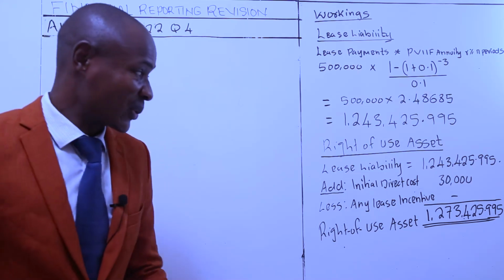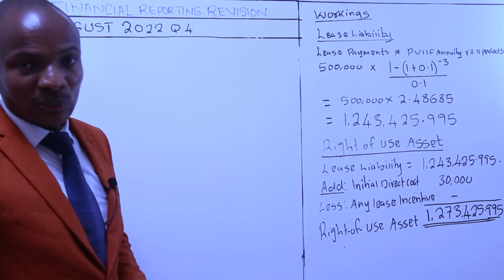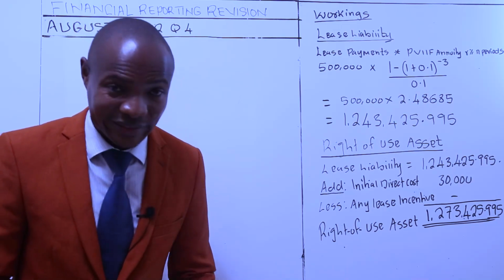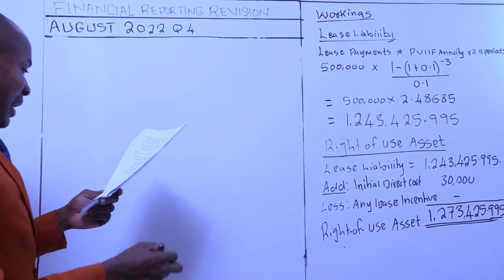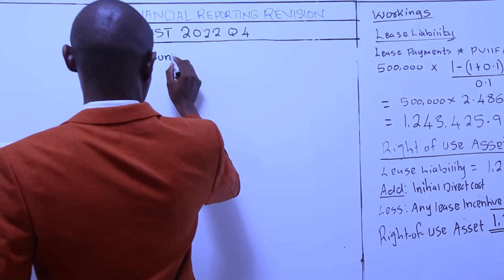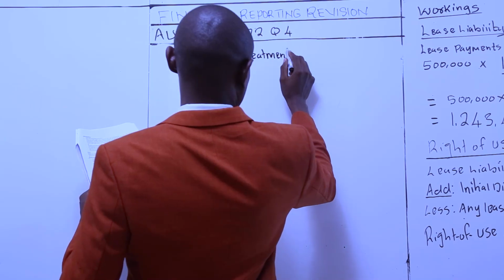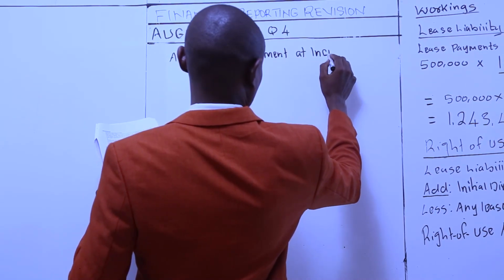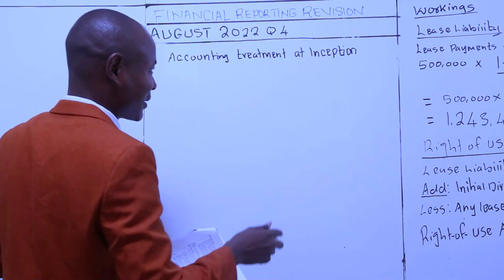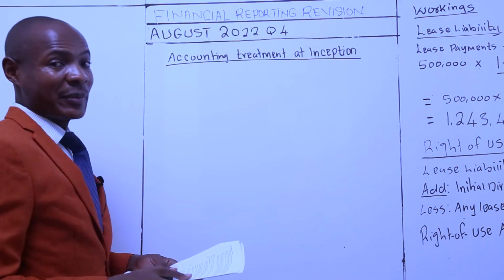So once we have the right of use asset and the lease liability, our next option is to see how they are accounted for at inception. Accounting treatment at inception means that we will be debiting a few things and crediting others.